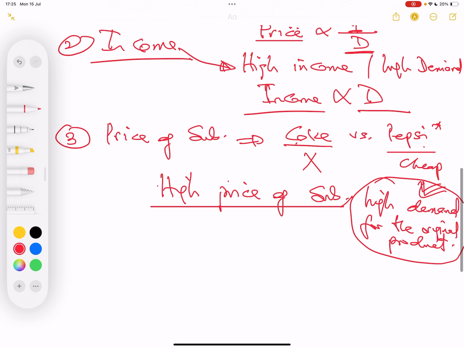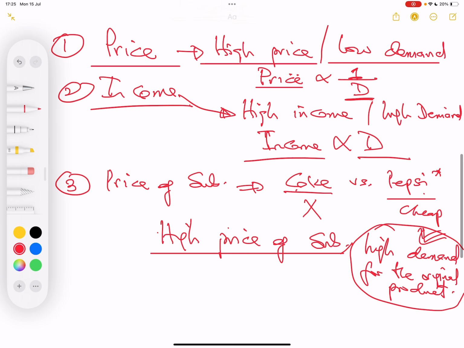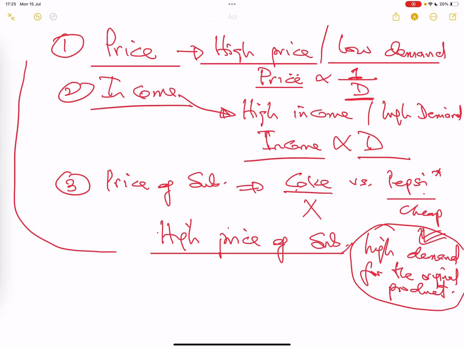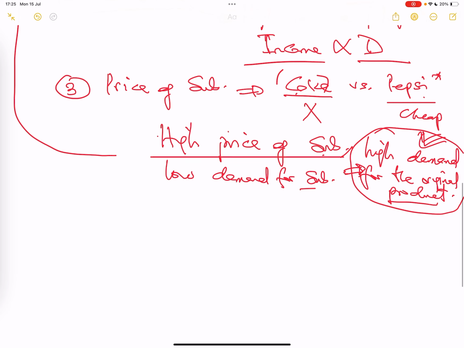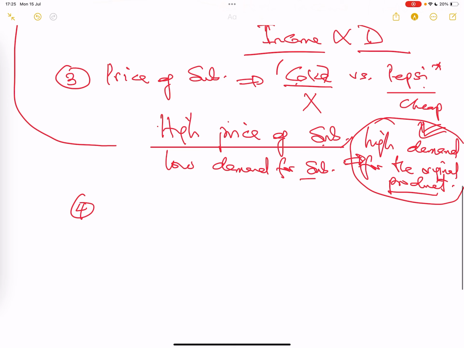Right. So remember, this is slightly related to the price we're talking about here. Because when price is high, demand is low. So if there is a high price of the substitute, the demand for the substitute will be low. And when there is low demand for the substitute, it means there will be high demand for the original product, here, Coke for example. Right. So the last one is the taste.